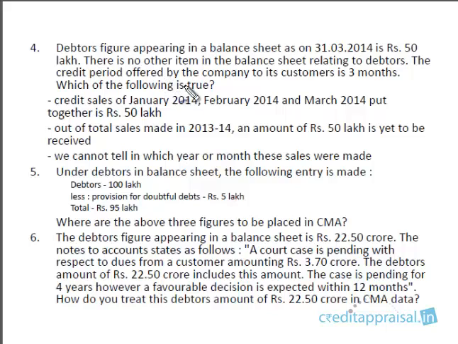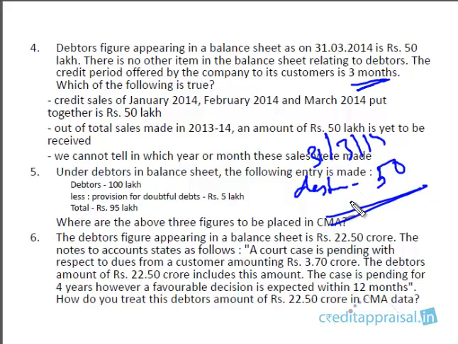So the fourth question is, the debtors figure appearing in the balance sheet as on 31/3/2014 is 50 lakhs. There are no other items in the balance sheet relating to debtors. Okay. The credit period offered by the company to its customers is 3 months, right? Now, which of the following is true? Credit sales of Jan, Feb and March put together is 50 lakhs. So this is the position as on 31/3/2014, the balance sheet figure under debtors is 50 lakhs.